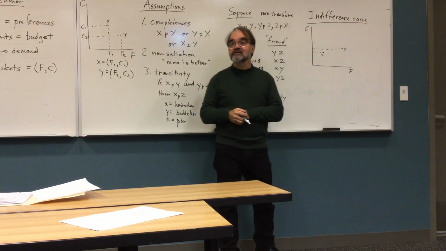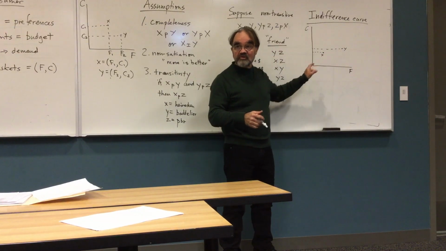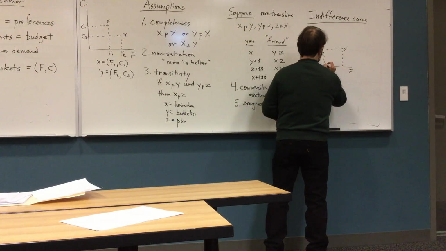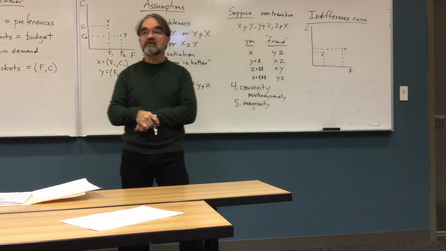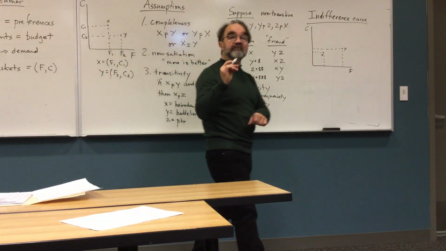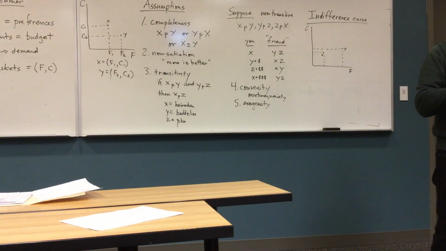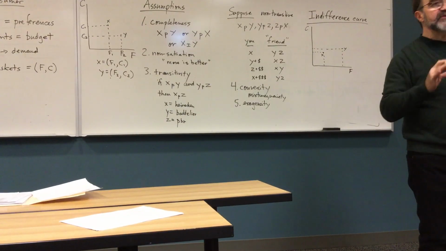More is better. There's more clothing at Y than X, right? What about food? There's more food also at Y compared to X. So the important thing for Y versus X is that Y has more of each good, of both goods, not of the two together.